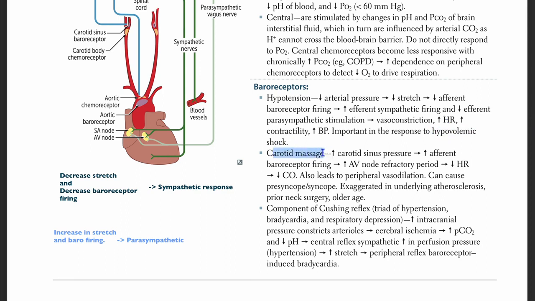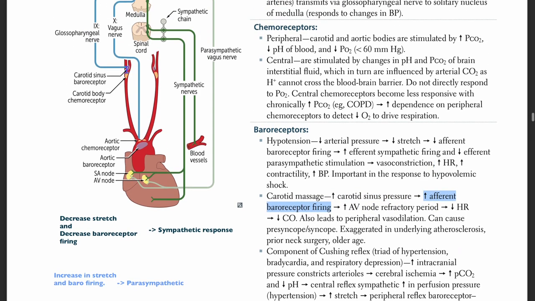Carotid massage. So what is that? It's increased carotid sinus pressure, so increasing afferent baroreceptor firing. So you get increase in AV node refractory period. When you have decreased firing, it's sympathetic. So what happens for the opposite? If you have increased stretch and increased baroreceptor firing, it's going to give you a parasympathetic vagus nerve response.